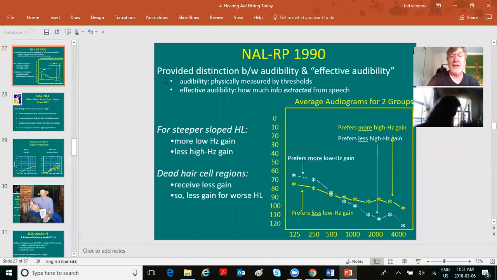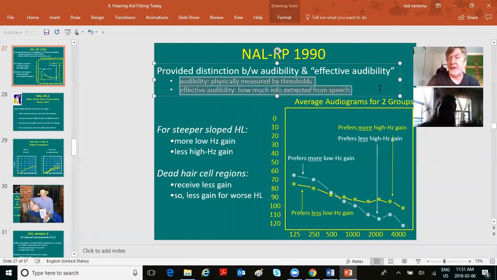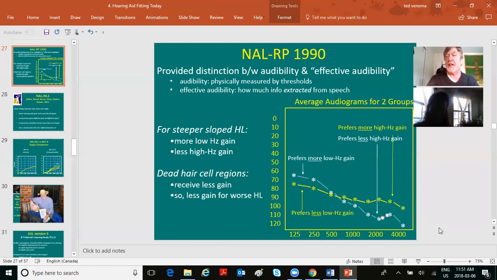So I've highlighted these two things. There it is. The cochlear dead spot concept. If you've got so few hair cells in a high frequency region here, what use can the person make of the aided sound? So don't bother.